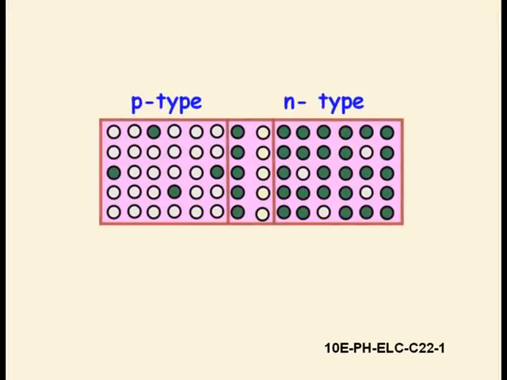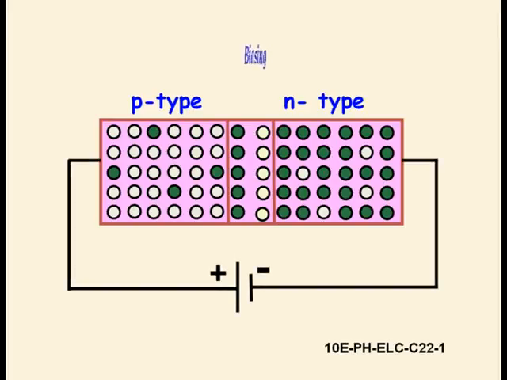Forward biasing. When a PN junction is connected to an external source of EMF, that is, a battery, then it is said to be biased. Now let us understand what is forward biasing. When P side of a PN junction is connected to positive terminal of a battery and N side of a PN junction is connected to negative side of the battery, then it is said to be forward biased.